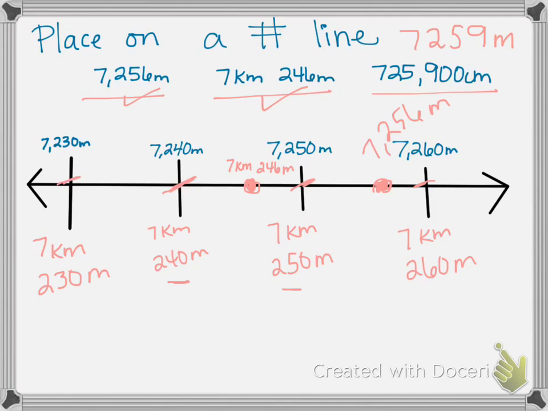7,259. That's 1 meter away from being 7,260. So I think it's safe to say that it would go right here. And I'm going to plot that as 725,900 centimeters. I'm going to plot it like they had it listed. Okay? All right, guys, go ahead and get started on the problem set.